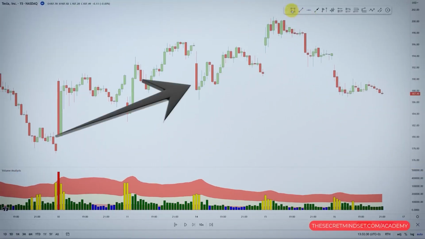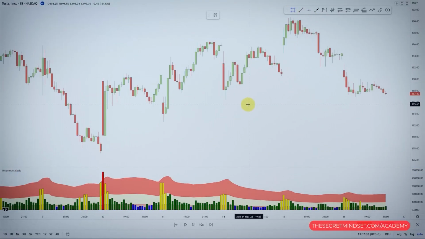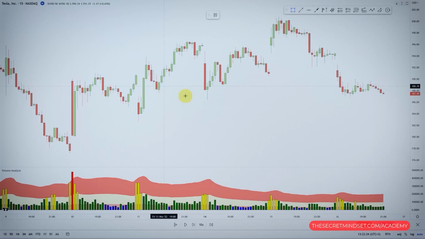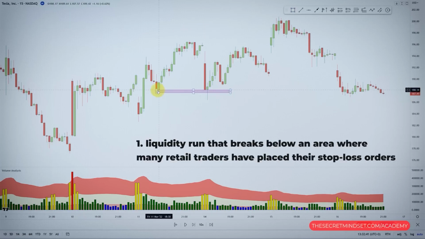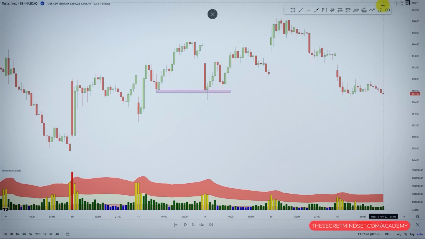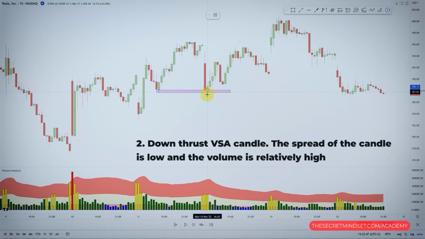Here's Tesla. Market is in an uptrend, so the plan is to trade a long position at the demand area after we spot a downthrust. First, we see this liquidity run that breaks below this area, and at the same time, we have a downthrust VSA candle. The spread of the candle is low and the volume is relatively high, so there is more demand than supply, a sign that price may rise in the near future.